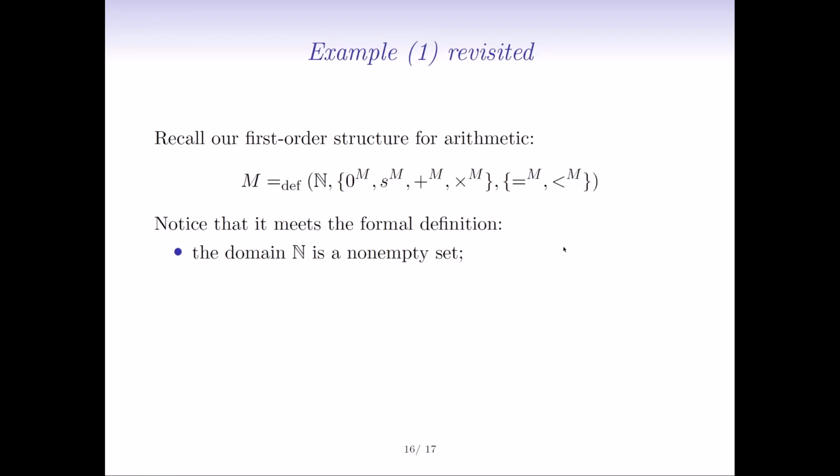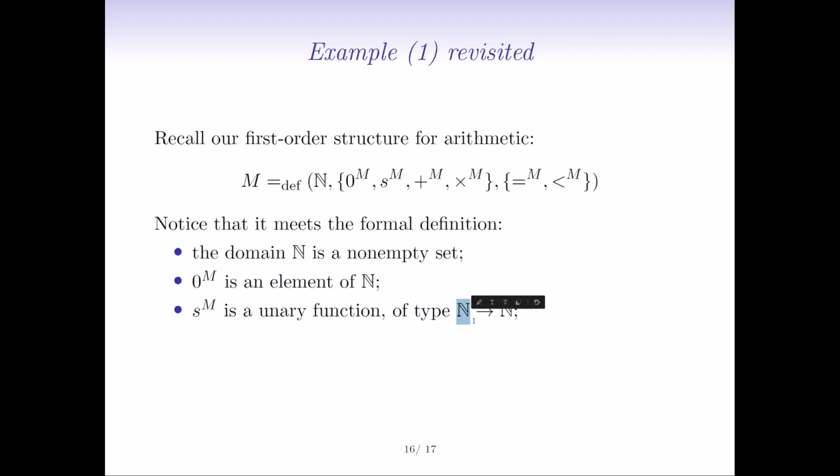So we can just observe that this does meet the formal definition. The domain is a non-empty set, so it's a good domain. Natural numbers is definitely a non-empty set. Next, 0m is the number 0, which is definitely an element of the natural numbers, so that's fine. Sm, remember, is the successor function on natural numbers, that takes a number and gives you back the next one. So it definitely has type N1, which is equal to N into N. So it takes a number and gives you back another number, so it has the correct type.